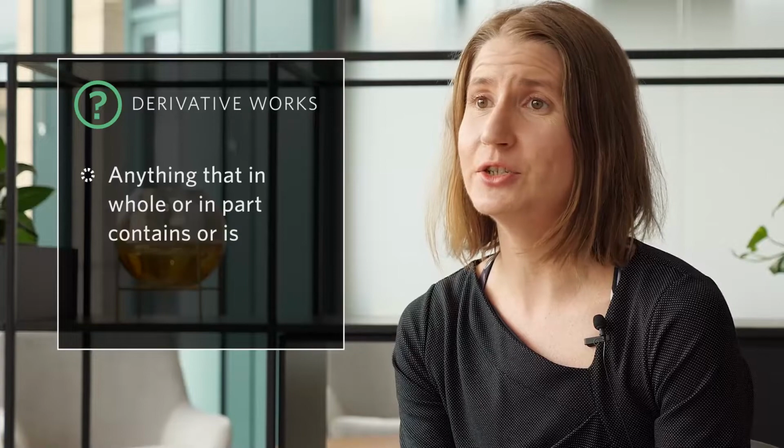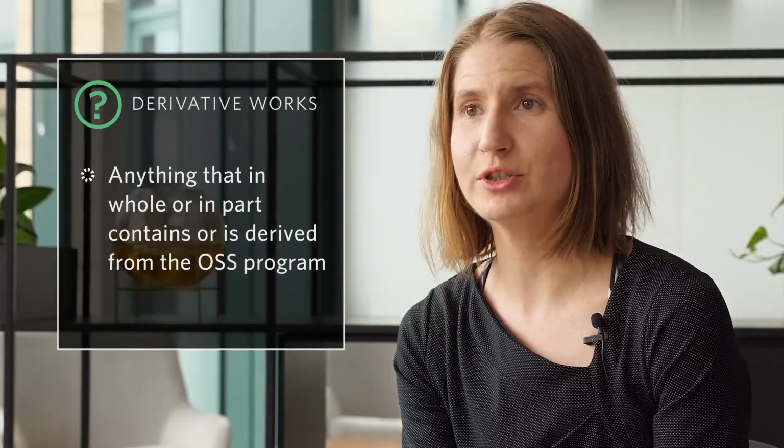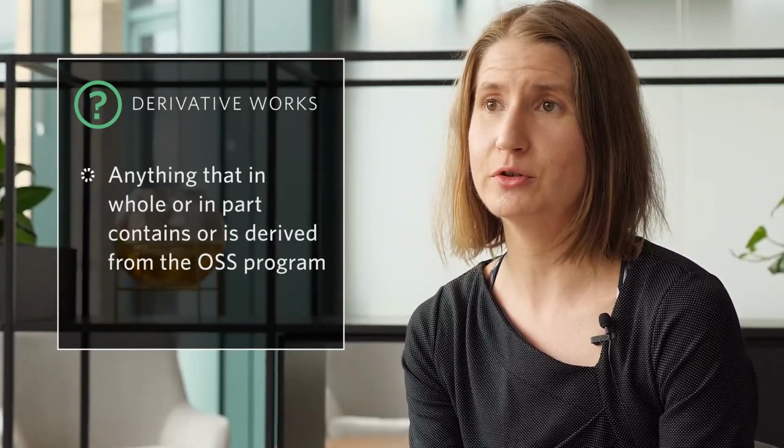Another concept to be mindful of, particularly when viral open source software is involved, is the concept of derivative works. For example, the GPL 2.0 license, which is one of the more restrictive licenses, provides that any derivative work must be licensed as a whole at no charge to all third parties. The use of the term derivative works has been a source of some confusion. However, the GPL license also goes on to define what derivative works are, which is essentially anything that in whole or in part contains or is derived from the open source software program.